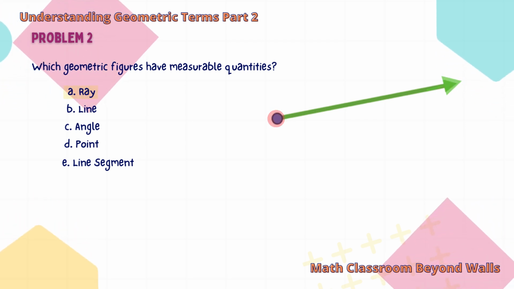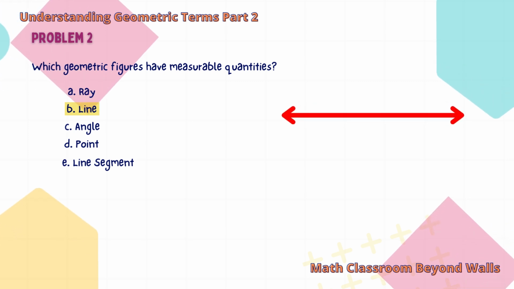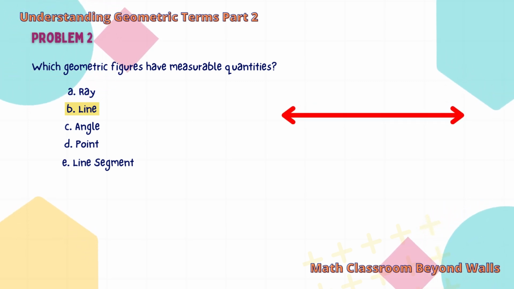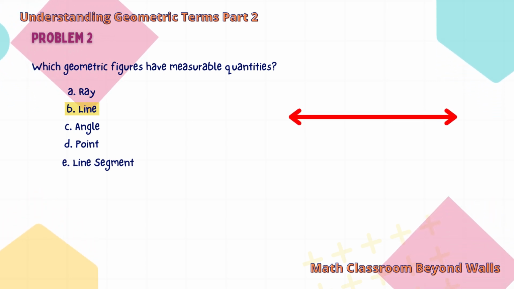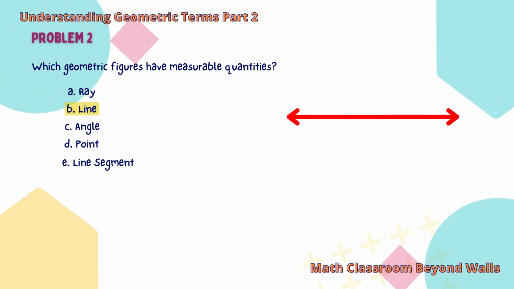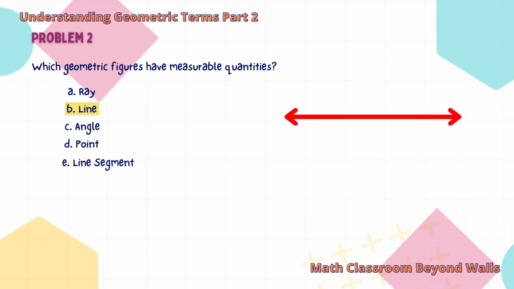Let us go to option B, line. What do you think, learners? Is this measurable? You are correct. We cannot measure a line considering that it goes on forever in both directions.